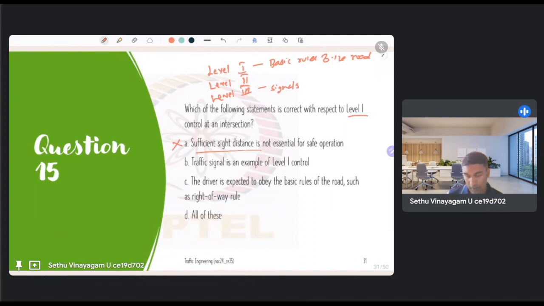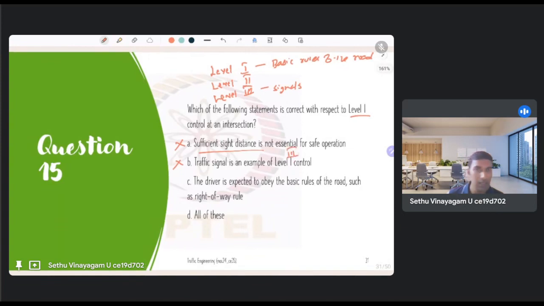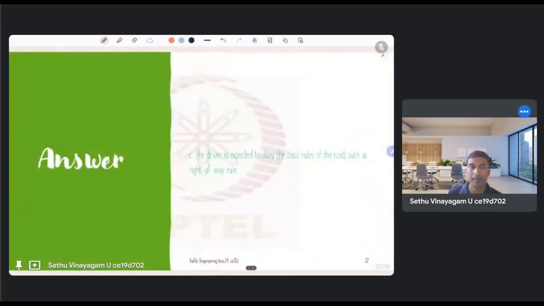Option B, traffic signal is an example of level 1 control, is wrong, because it is a level 3 control. And C, the driver is expected to obey the basic rules of the road, such as the right of way rule. This is applicable for a level 1 intersection. That's what level 1 control does. The basic rules of the road are what is being exercised in such situations. So C is the right answer, and all of these is not correct because the first two are incorrect. So the right answer is option C.